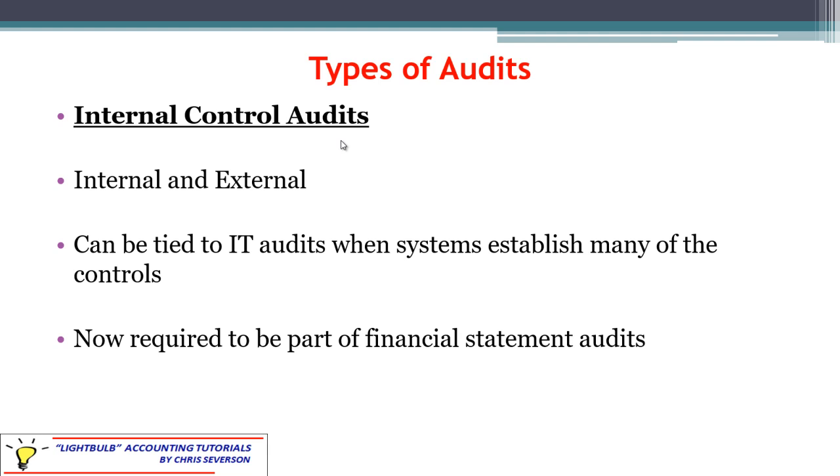So you have internal control audits. You could also have external audits. You will have external auditors, assuming you're subject to those requirements. Your external auditors that are doing your financial statement audits, they will also be doing a review of your internal controls to determine whether they see any weaknesses. And part of that is reviewing internal audit themselves to see, do you have a strong internal audit to find those weaknesses. Now, it can be tied to an IT audit if the systems establish many of the controls.